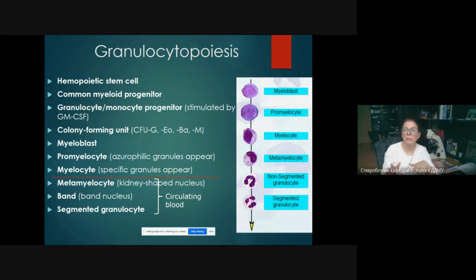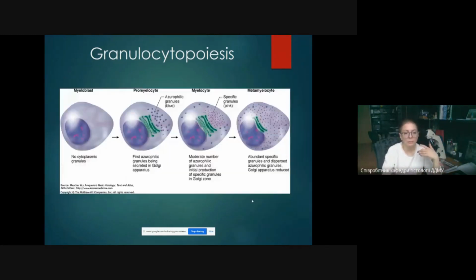So bone marrow could be considered as a storage for neutrophils, and they could be injected into the bloodstream in case of inflammation. So we can frequently increase their number, not by stimulating their division, but just simply by injecting them into the bloodstream. Okay, and here we can see the diagram of the promyelocyte and myelocyte, and we can see the difference: azurophilic granules are produced in the promyelocyte and specific granules are added in the myelocyte stage.